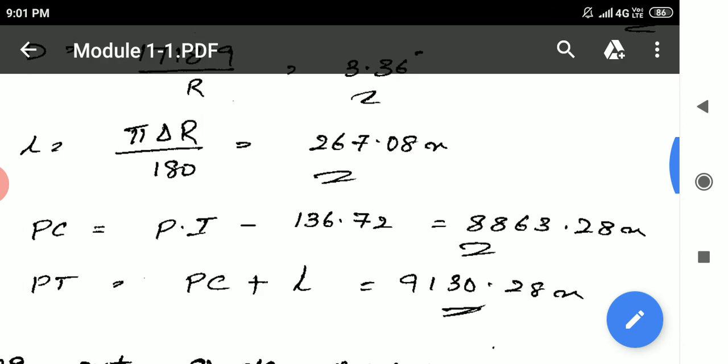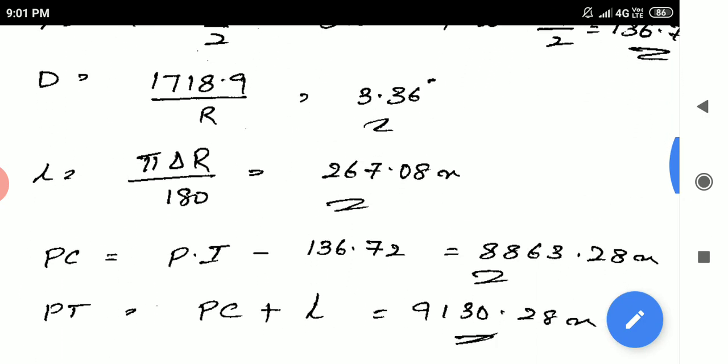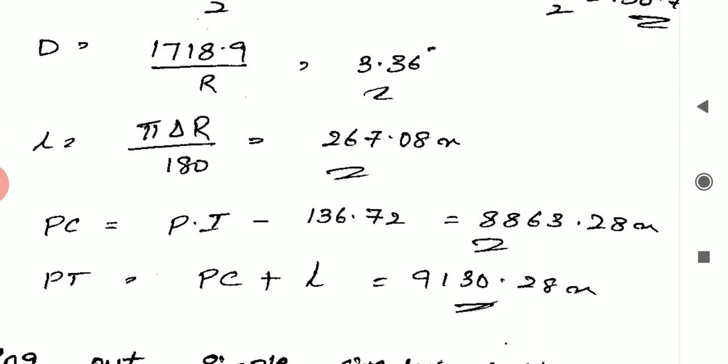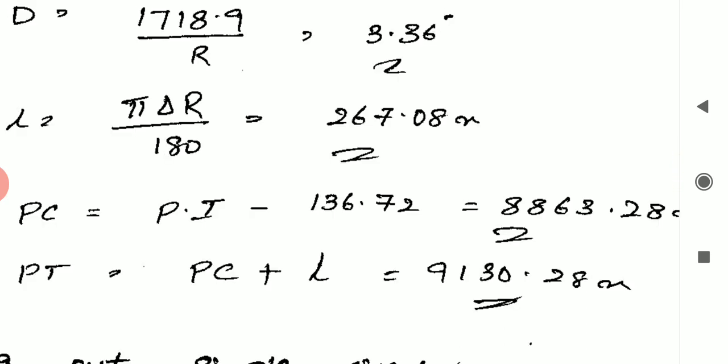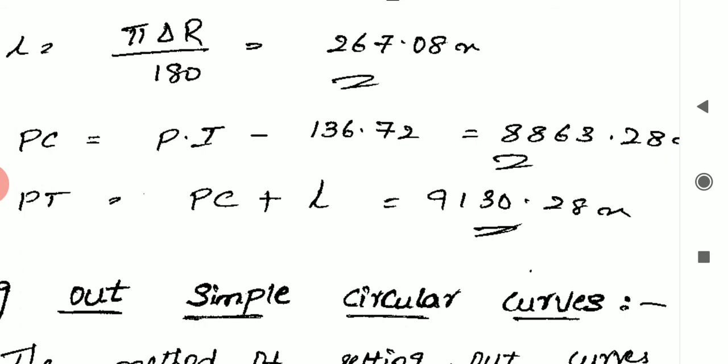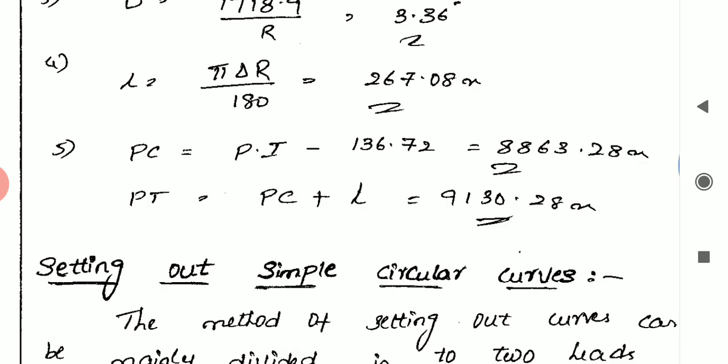Okay, so the tangent length, point of curve is nothing but the point of intersection minus the tangent length. So we will get the point of curve. Okay, point of tangent is equal to point of curve plus length of the long chord. We will get the point of tangent.